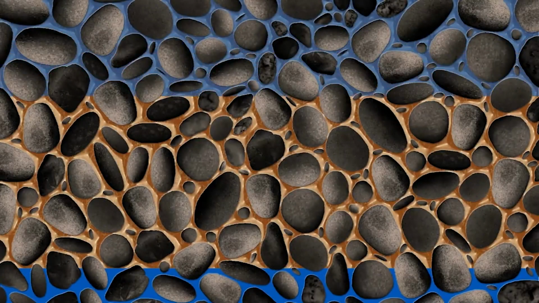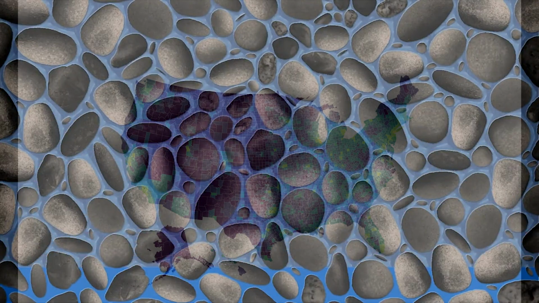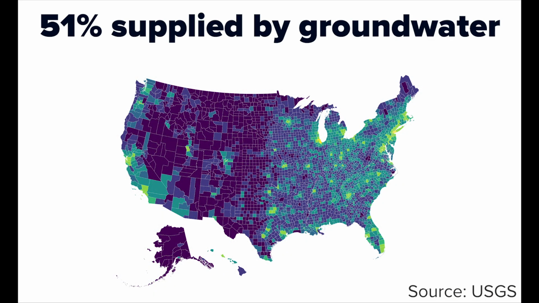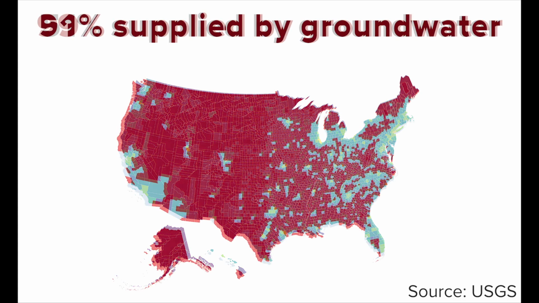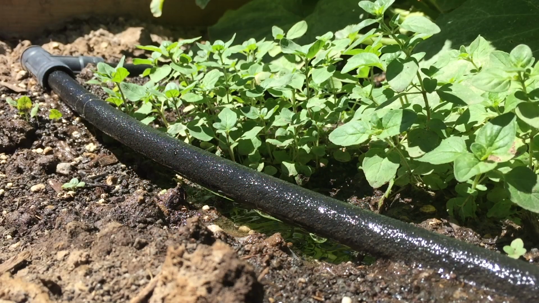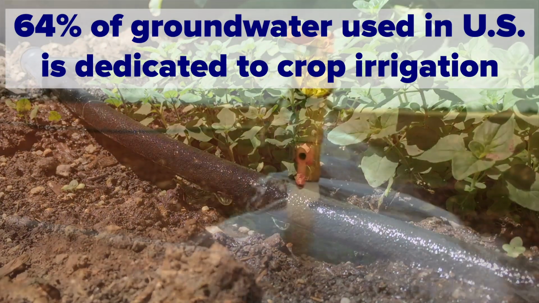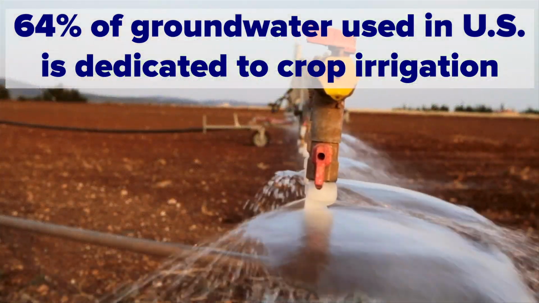Groundwater is water found underground in the cracks and pore spaces in soil, sediments, and rock, and supplies drinking water for 51% of the general population and 99% of the rural population of the United States. We also rely on groundwater to help grow our food. In fact, 64% of groundwater used in the U.S. is dedicated to crop irrigation.